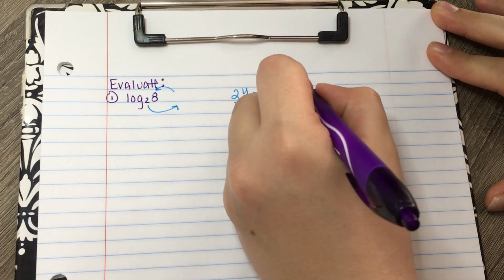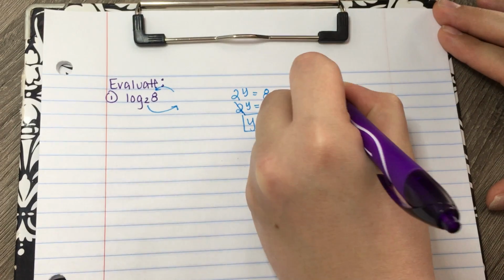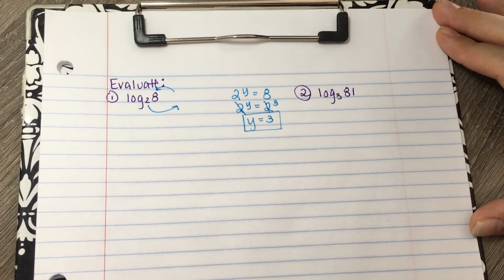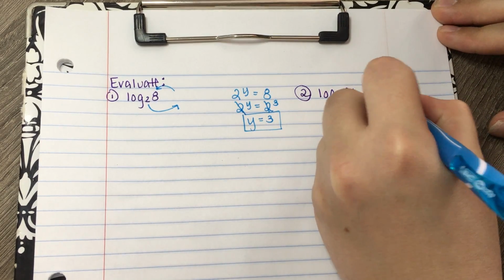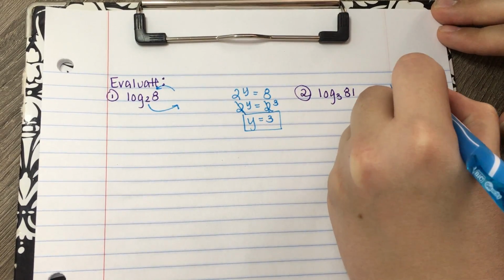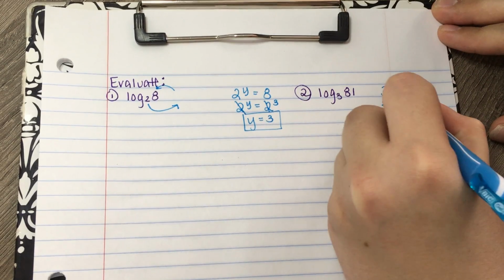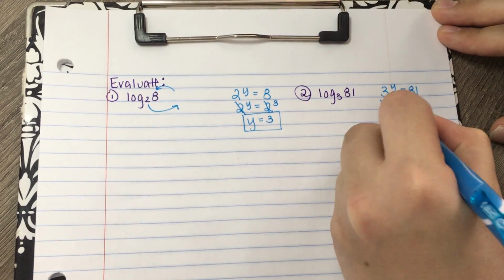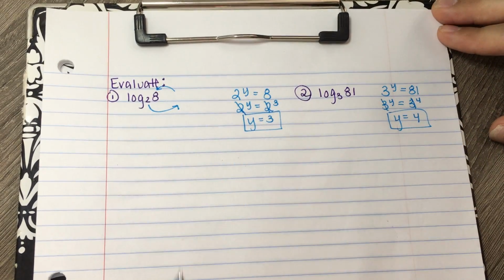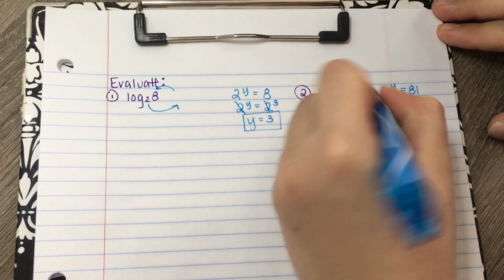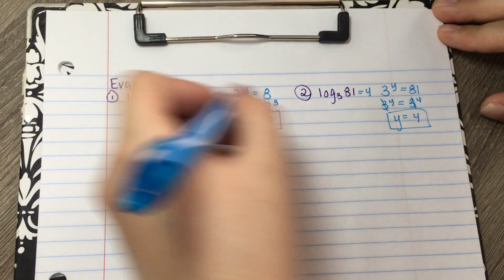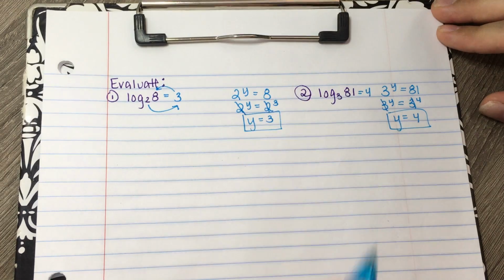Number 2, let's say I want to evaluate log base 3 of 81, and I want to see what that was equal to. Well, let's go to that exponential form. That's like saying 3 to the what power is equal to 81. Well, I can rewrite 81 with base 3. That's 3 to the 4th, and then using that equality property, my final answer here is 4. And then this one I should have filled in here. Log base 2 of 8 is equal to 3. Log base 3 of 81 is equal to 4.